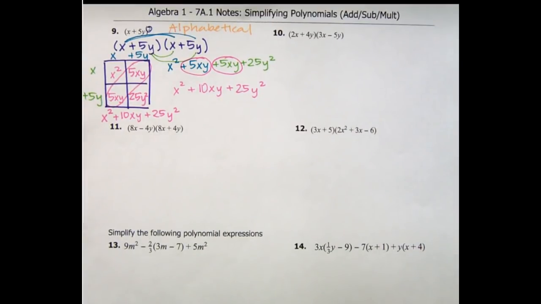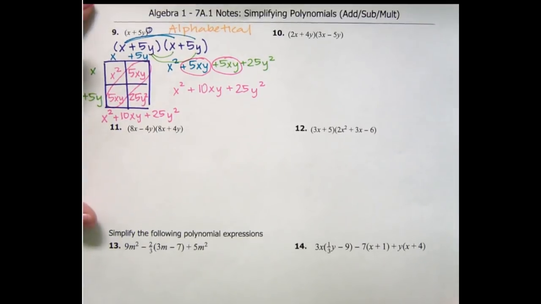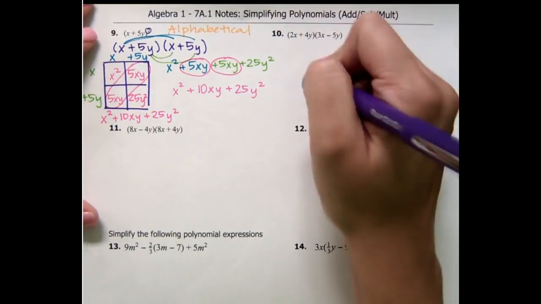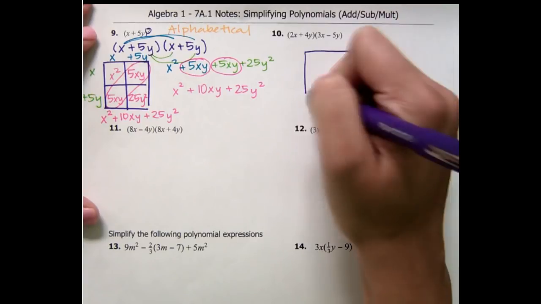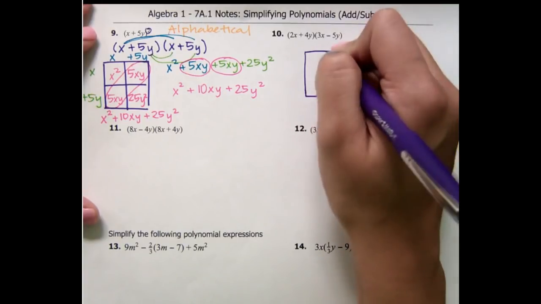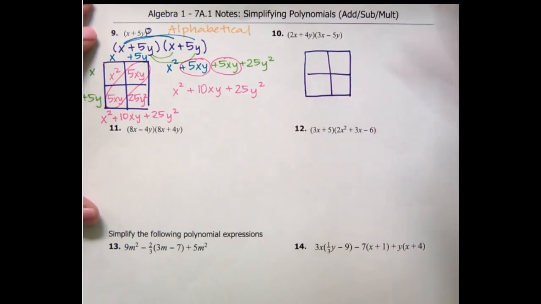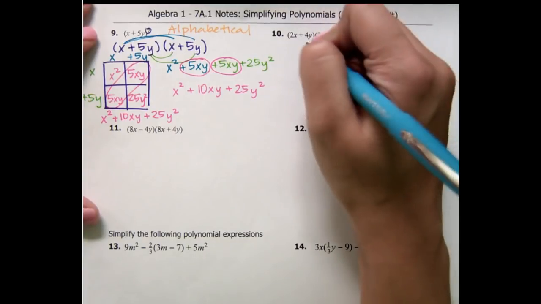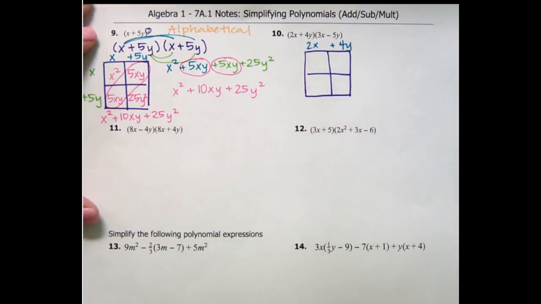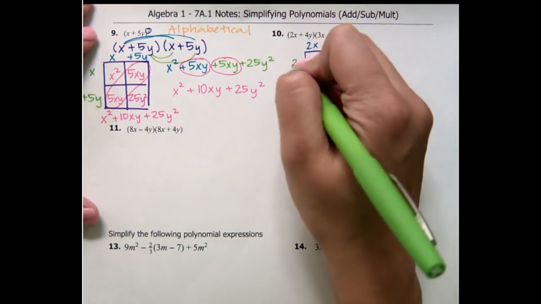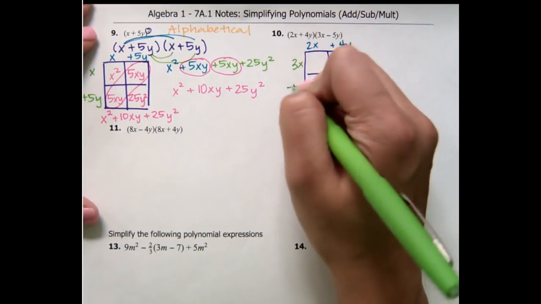So, for 10, I will only do the box method. If you like to double distribute, you can double distribute and then check your work after I come up with the answer. So, box method. We have 2x plus 4y, and then 3x minus 5y.